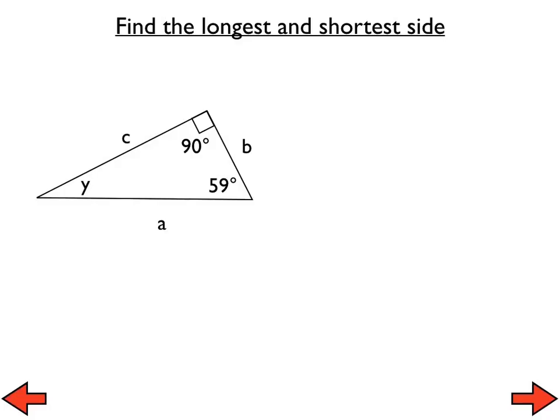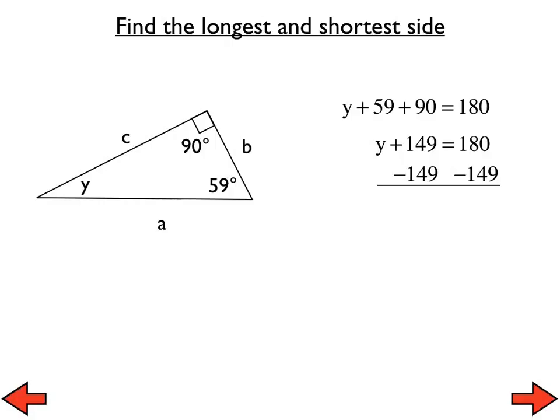Okay? Can you solve for y? Do you know how? Good. Set up an equation. Y plus 59 plus 90 equals 180. 59 plus 90 is 149. Subtract it. And y equals the number 31. I want you to rewrite your answer as a measure of angle y equals 31 degrees.